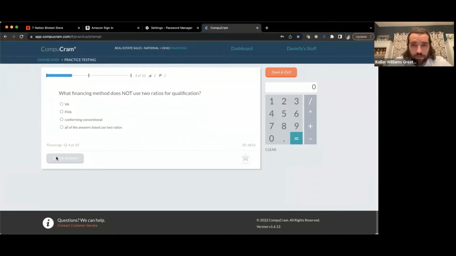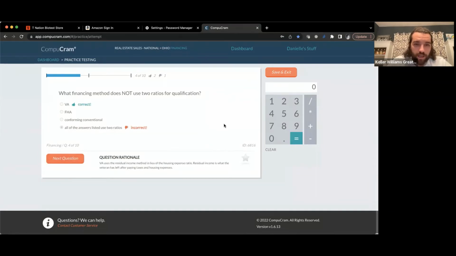Which one of these uses two ratios? Debt to income, debt to equity. All right, the D is popping in the chat. It's actually the VA does not use that. They use the residual income method in lieu of the housing expense ratio. Residual income is what the VA has, the veteran rather, has left after paying taxes and housing expenses.